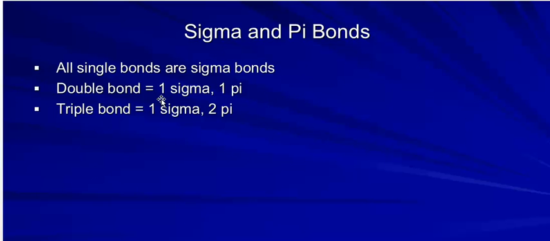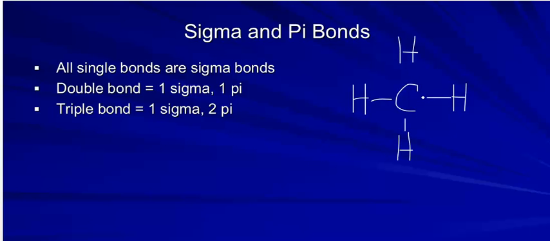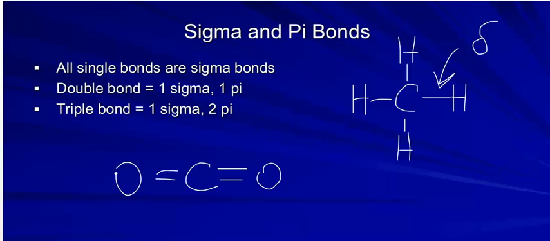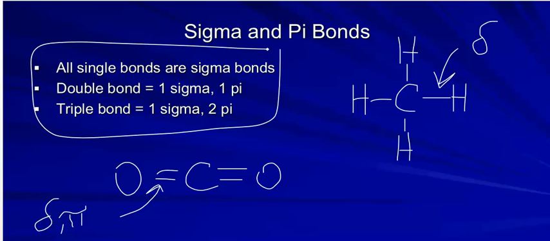What I want you to know about sigma and pi bonds boils down to this. All single bonds are sigma. Anytime you have a single bond like CH4, every one of these bonds is a sigma bond, all that end-to-end overlap. However, if you have a double or a triple bond, let's say CO2, which has 2 double bonds, you will have a sigma bond in there, but you will also have a pi bond. Pi bonds only occur with double or triple bonds. So really, this is all I want you to know about sigma and pi.